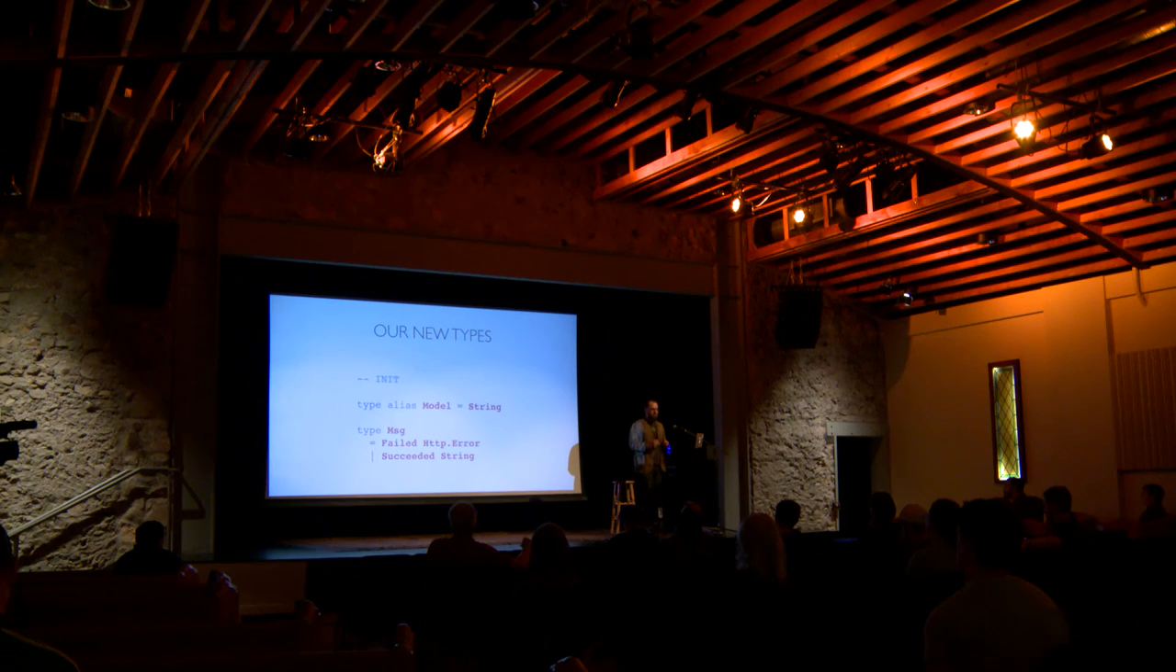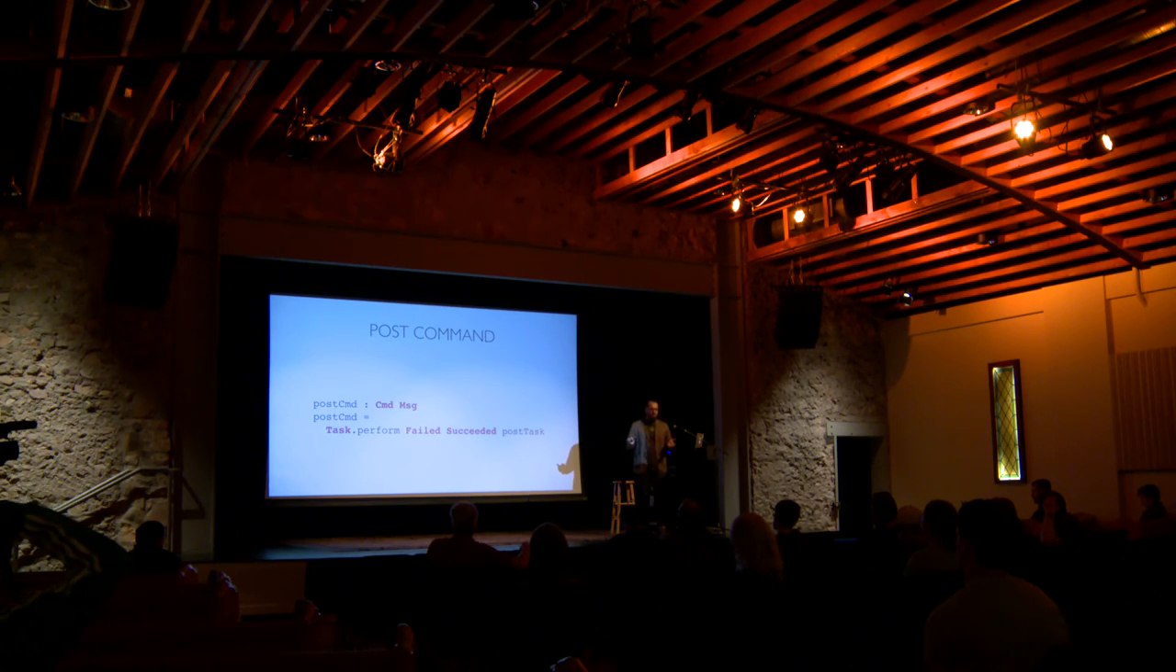So our new types will now look like this. The messages that we'll get back from the Elm runtime are either going to be a failed, so didn't work, or we're going to get a succeeded message. We're going to maybe extract some string from the response that we get from AJAX. Our initialize is going to post to trigger that post command. That post command just looks like this. We're going to perform something, and if you're familiar with the result type or the either monad, you'll see the left is the failed and the right is the success, and then the thing that you're actually going to do.